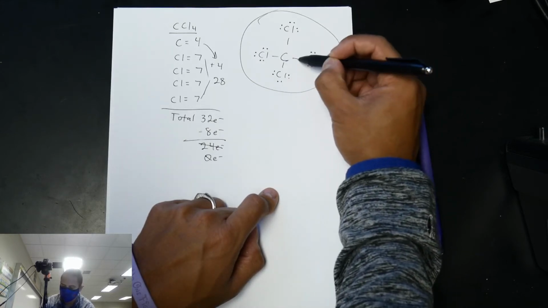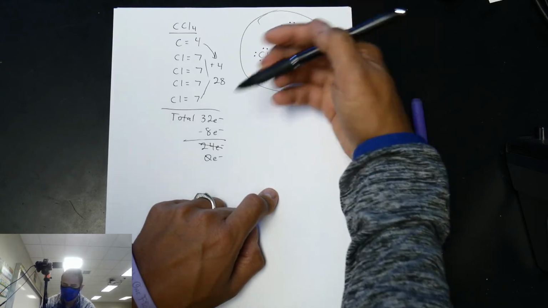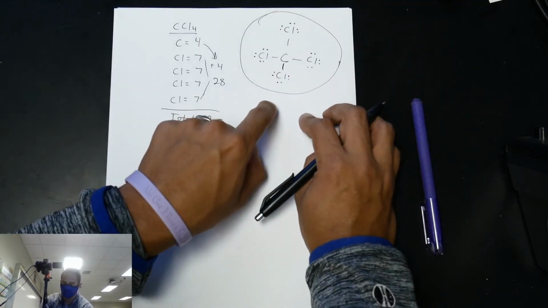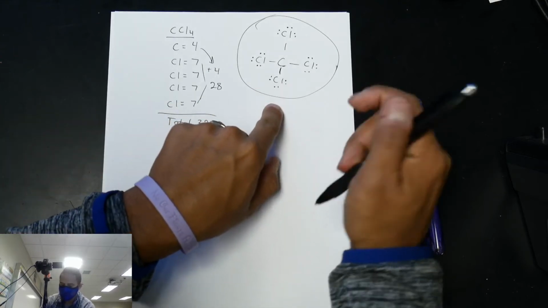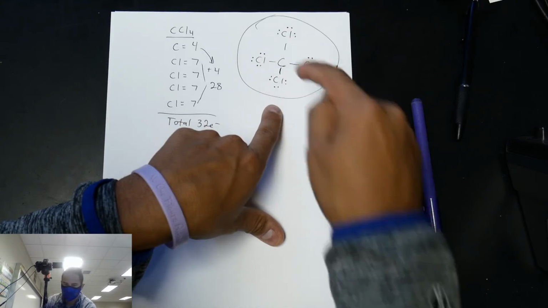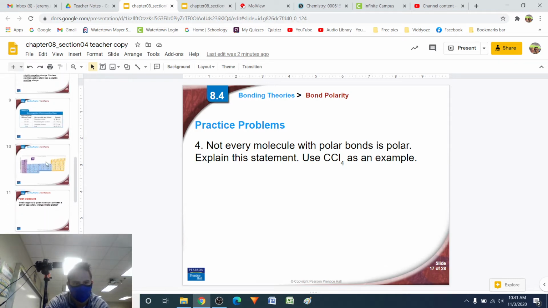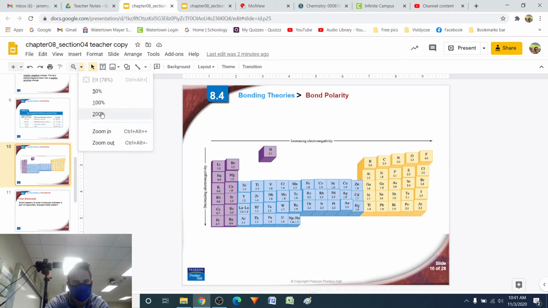Carbon, we have 2, 4, 6, 8 electrons. And the chlorines, we have 2, 4, 6, 8 electrons. All right, so this is drawn correctly. Here's our drawing. Now, let's check the electronegativity values for carbon and chlorine. So we're going to go back to our notes and use the chart that we are given with the values. Okay, so let's again zoom in here so we can see.